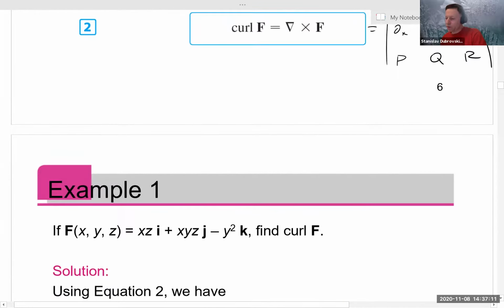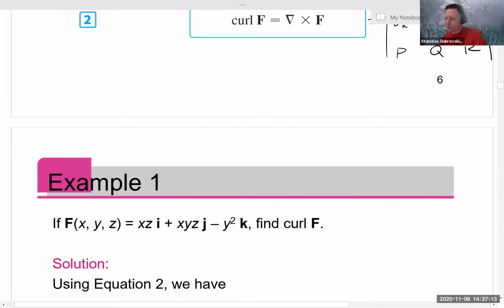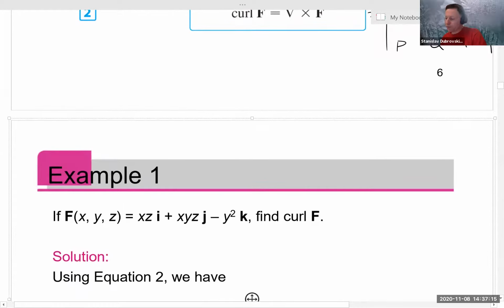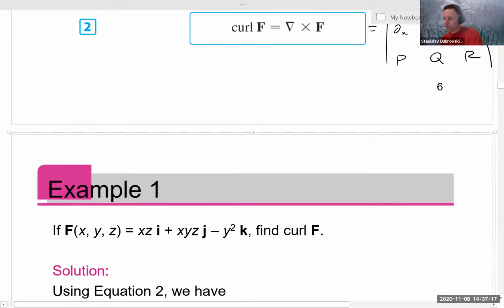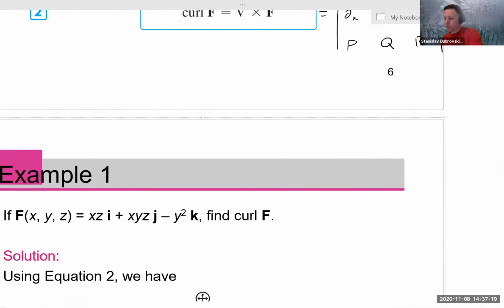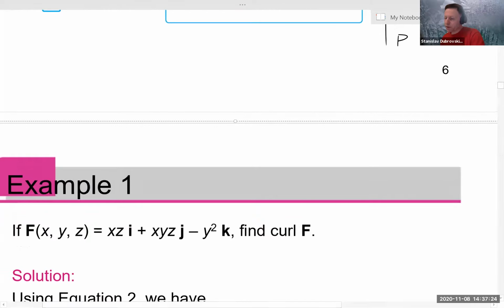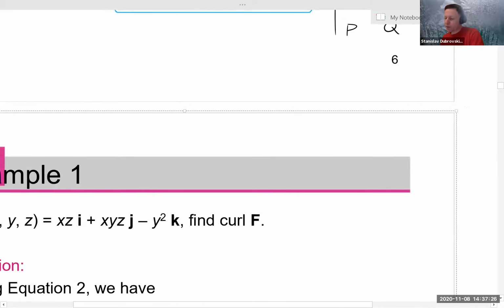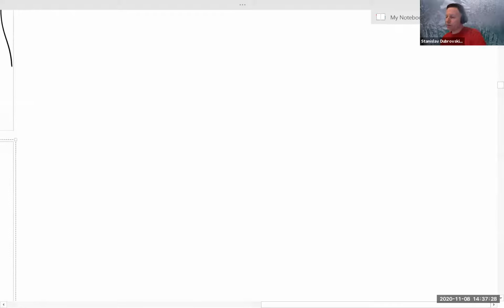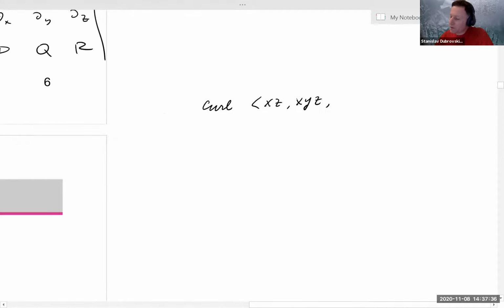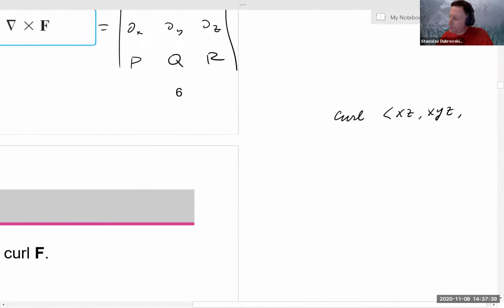So let's do a simple example. We want to find the curl in this case where our function is given as xz, xyz, and minus y squared. So we want to find the curl of xz, xyz, and negative y squared.